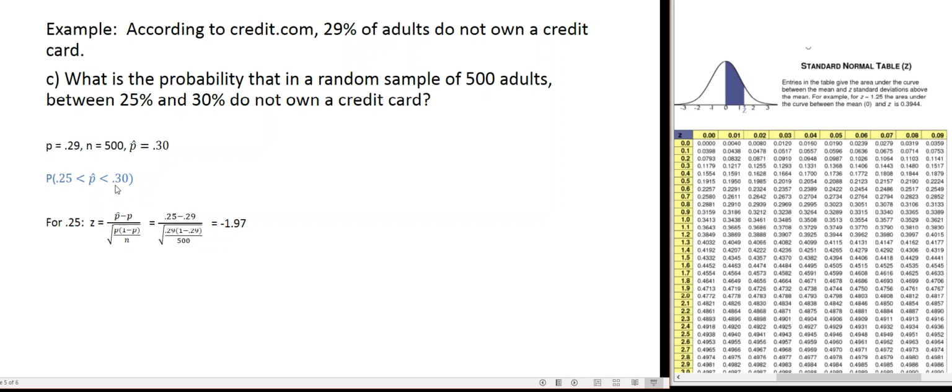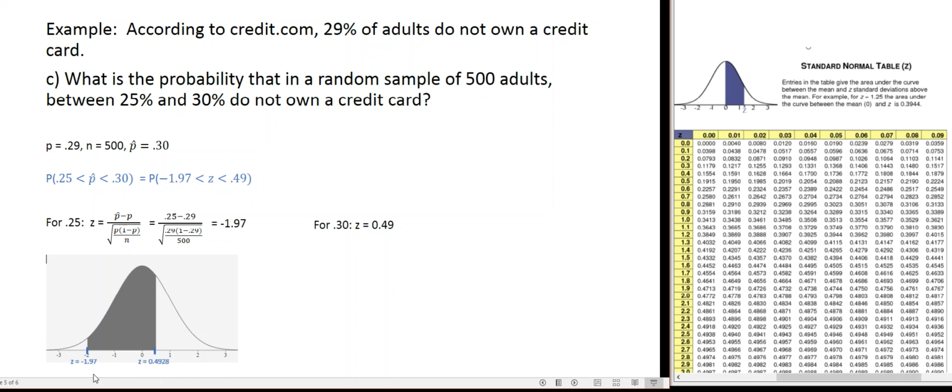Now, luckily, we just did the 0.30, so I'll go ahead and just put that on the screen. For 0.30, our z-score was 0.49. So let's go ahead and graph this again, so we can get our area, the probability that z is in between these two z-scores. And we see here that we've got a z-score of negative, so it's going to be to the left of 0 on the number line, and then we've got our positive z-score for 0.30, which is going to be to the right of 0. So here we want all this area in between.